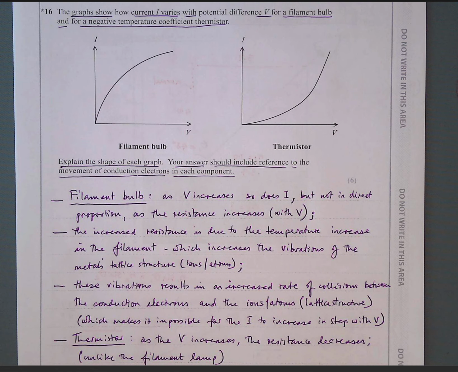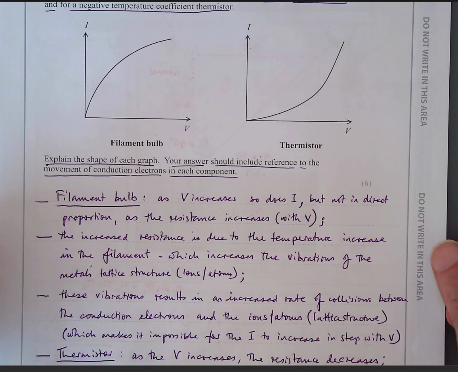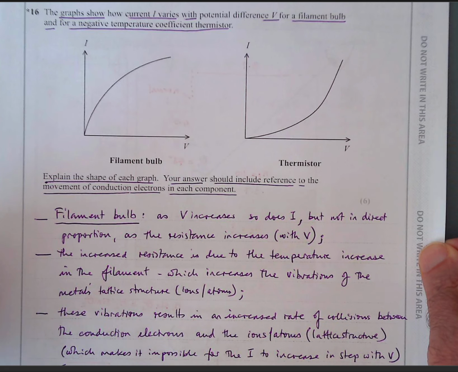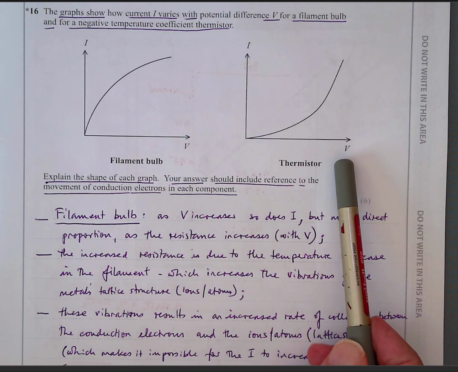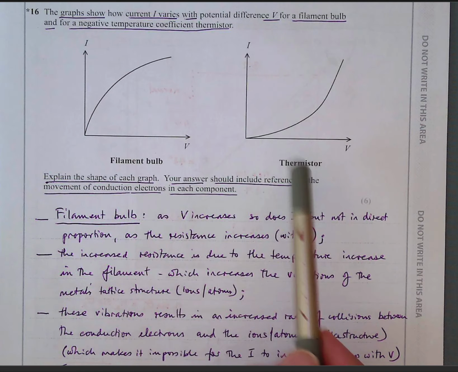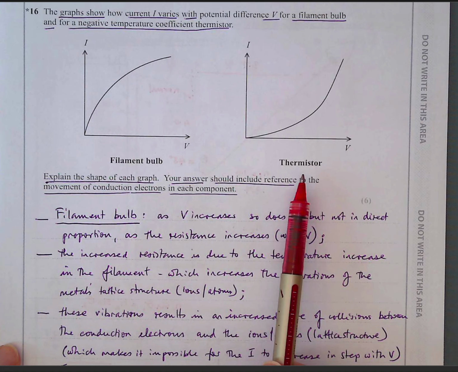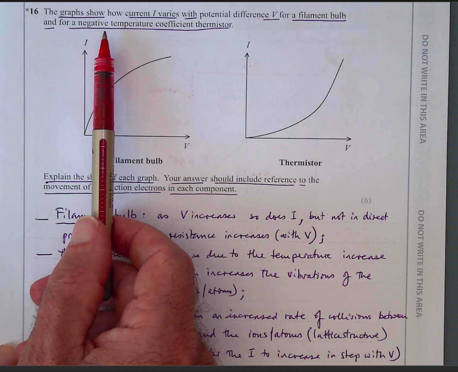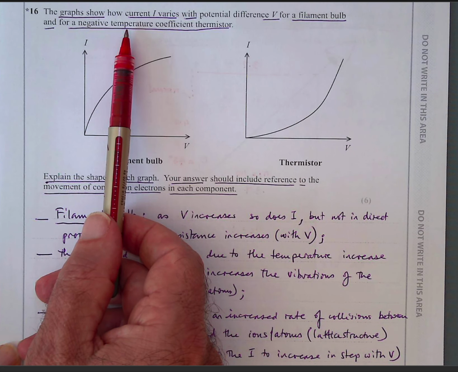I'll just zoom in one more bit. Okay, so this, as I explained at the end of last video, is two graphs showing the voltage-current characteristics for a thermistor and for a filament bulb. This is a negative temperature coefficient thermistor, and for those of you who aren't sure what that means, it means that the resistance varies inversely with temperature.